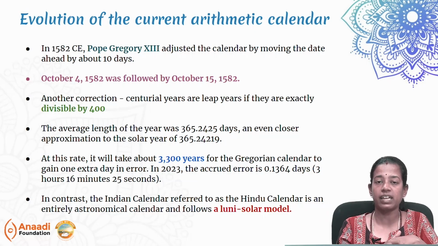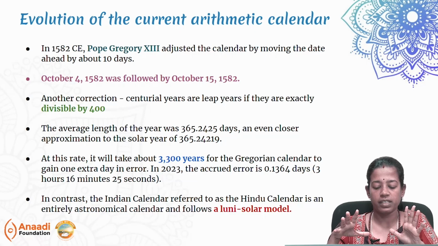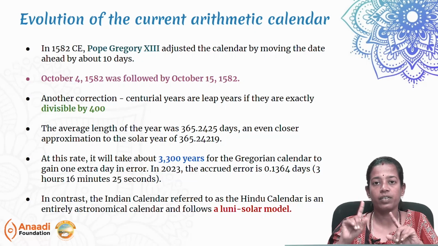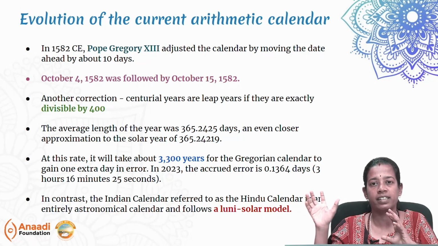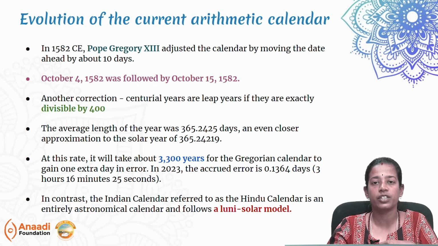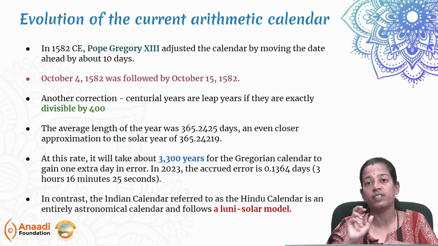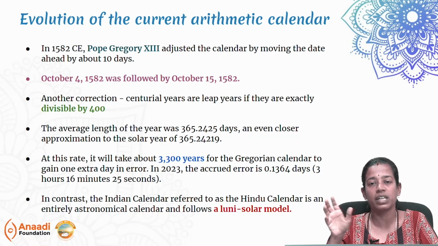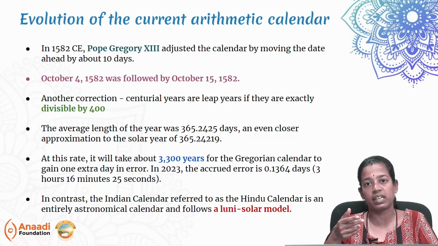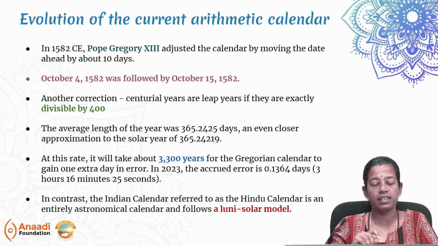There is one more, second correction that he made. He said that once in 4 years, when the leap year calculation happens, we will add 1 day. But when it comes to centuries, such as 1900, 1800, 1600, he said that the year has to be divisible by 4 and also divisible by 100. So, 4 into 100 is 400. That century year should be divisible by 400, only then can it become a leap year. For example, 1900 is not a leap year, according to the second correction introduced by Pope Gregory the 13th.